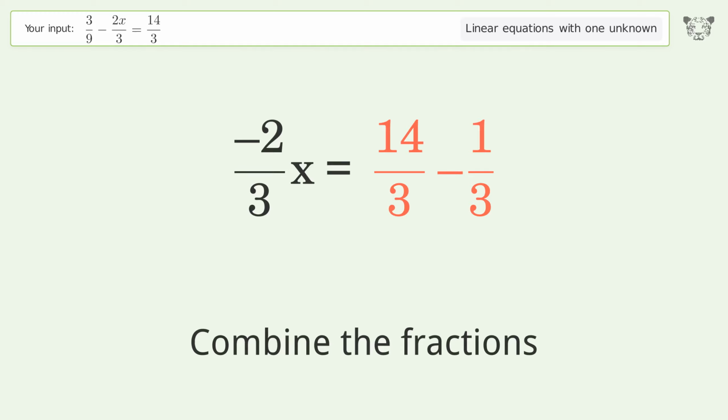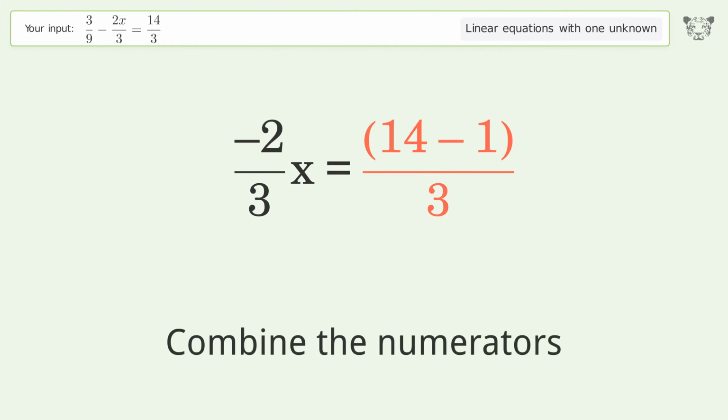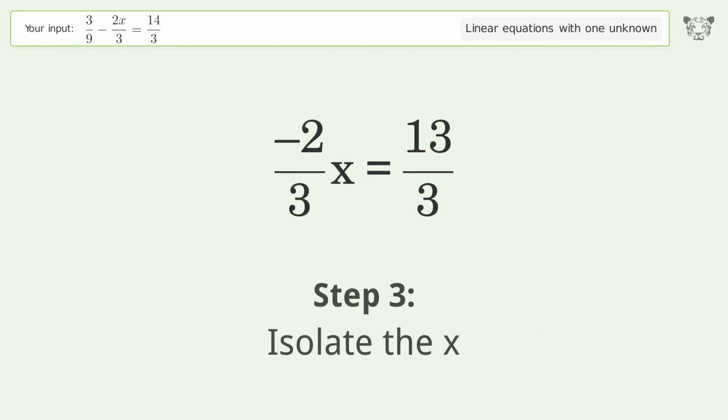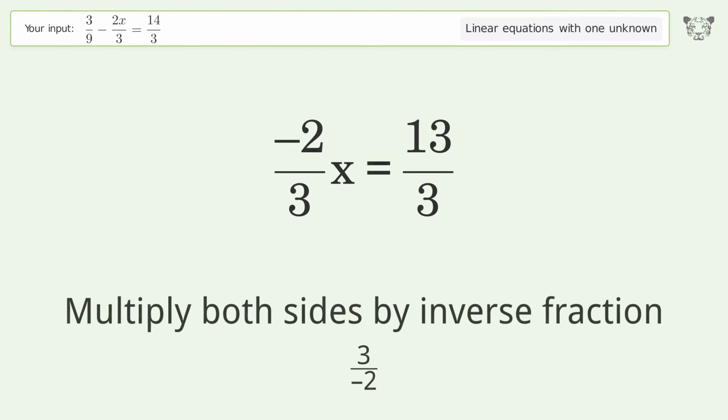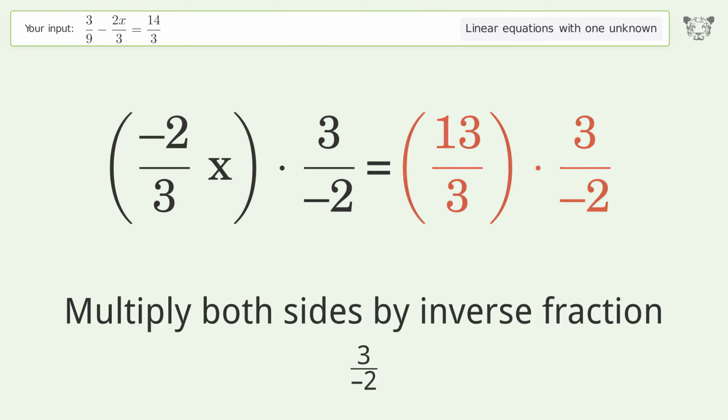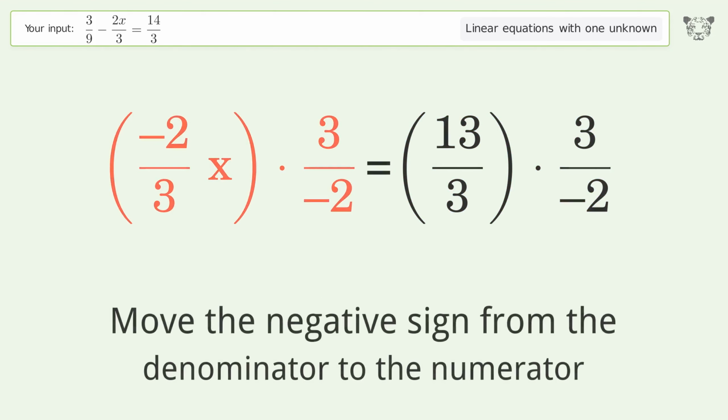Combine the fractions. Combine the numerators. Isolate the x. Multiply both sides by inverse fraction 3/2. Move the negative sign from the denominator to the numerator.